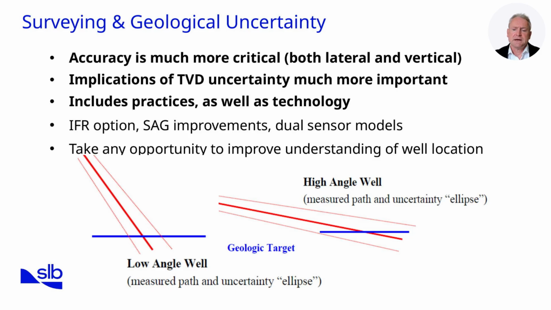Options include using in-field referencing, IFR, SAG corrections, and dual sensor models to reduce positional error. These improvements refine both azimuth and inclination data. Any opportunity to improve understanding of the well's location should be taken, whether through higher frequency surveys, gyro tools, or surface reference corrections. In short, ERD wells demand rigorous survey planning and execution. Without it, the risk of missing objectives or encountering unexpected hazards rises significantly. Next, we'll discuss torque, drag, and buckling, mechanical factors that are critical in long-reach wells.